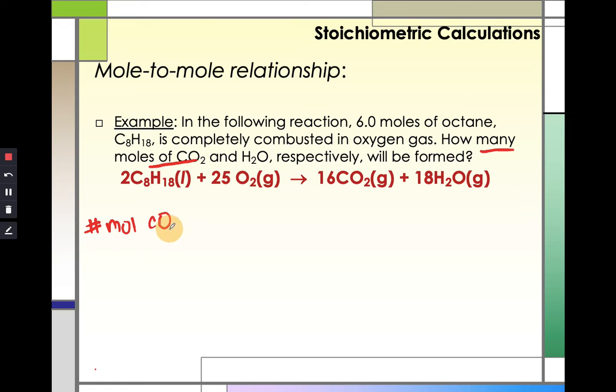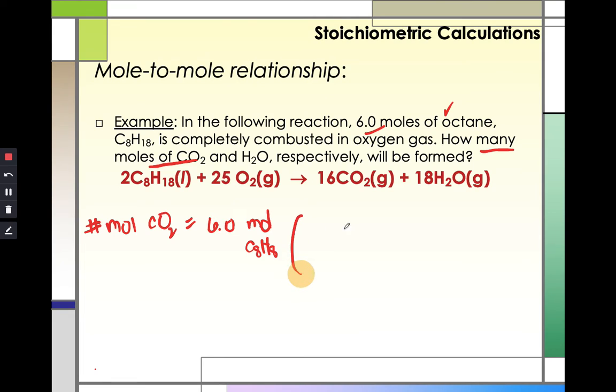So the number of moles of carbon dioxide is, again, we are given one of the reactants, which is the number of moles of octane. We have 6 moles. So we start with what we have: 6.0 moles of C8H18. It's good if we complete our units with the corresponding label so that we won't get lost. Now we are given 6 moles of octane.